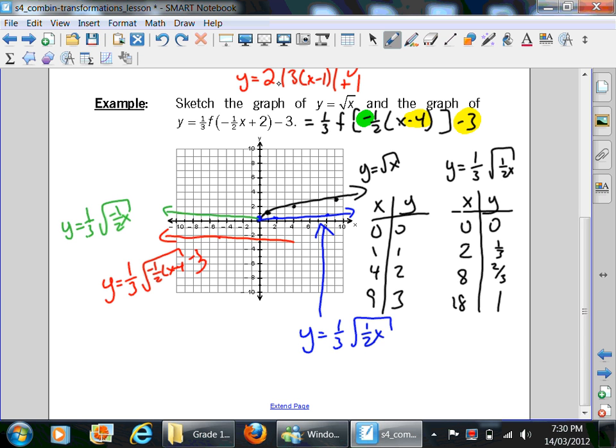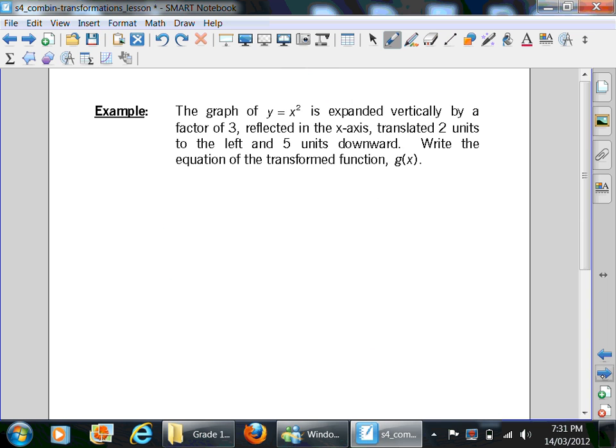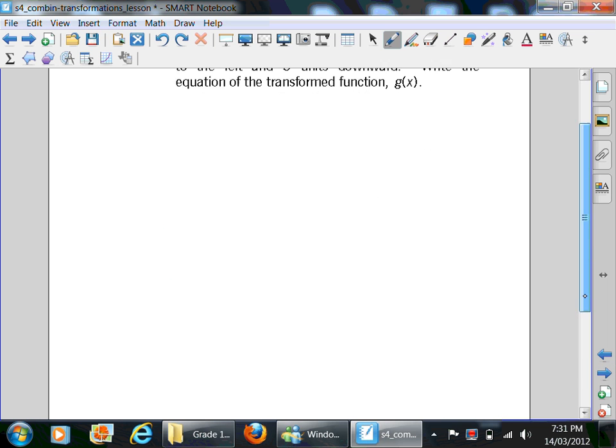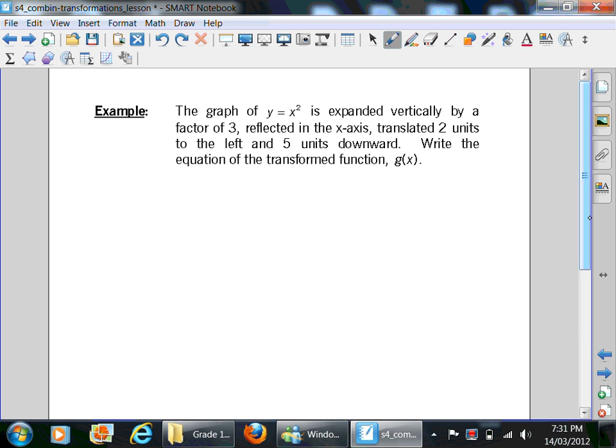Alright. Next example. And this is the last example. The graph of y equals x squared is expanded vertically by a factor of 3, reflected in the x-axis, translated 2 units to the left and 5 units downwards. Write the equation of the transformed function g of x.